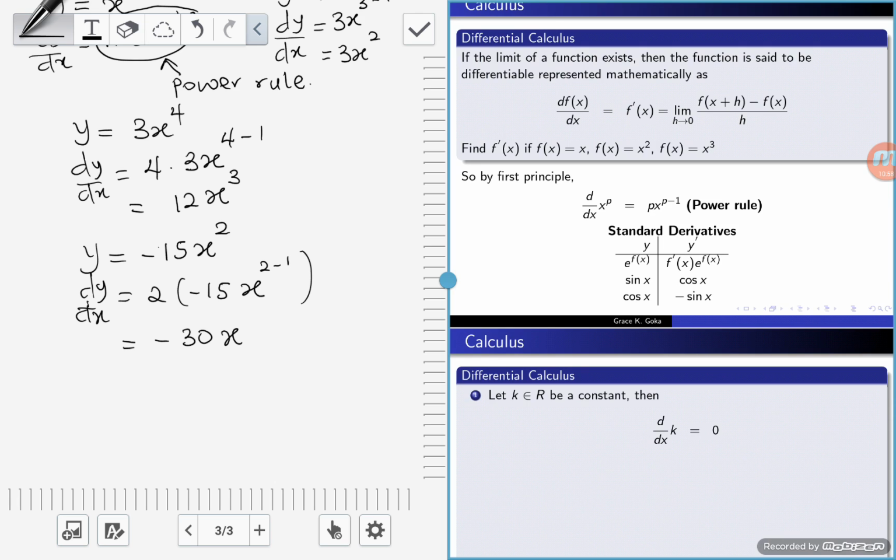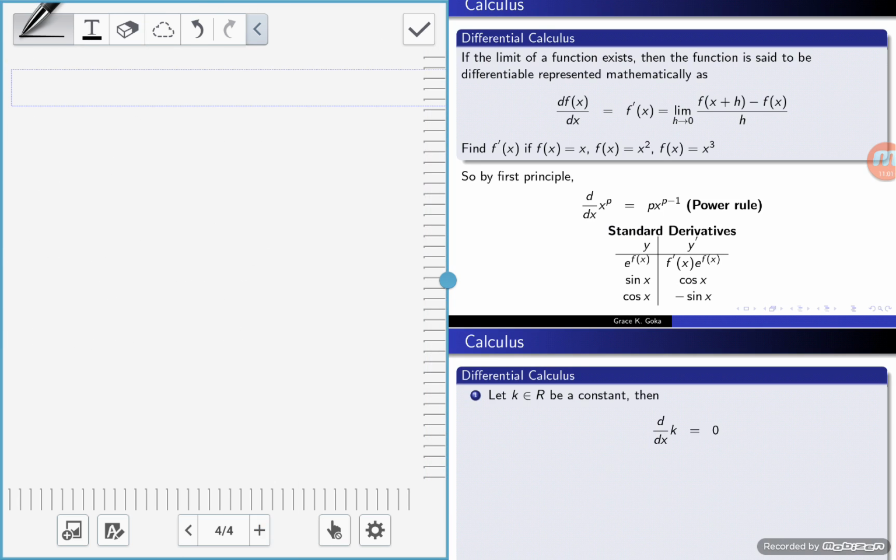Okay, now there are some standardized forms of differentiating some functions, and those functions are the exponential functions and the trigonometric functions. They have a standardized way of differentiation. That is, there is no alternative way of differentiating such a function. If you have an exponential function, it has only one sure way of finding the derivative, as well as if you have a trigonometric function, there is only one sure way of finding the derivative.